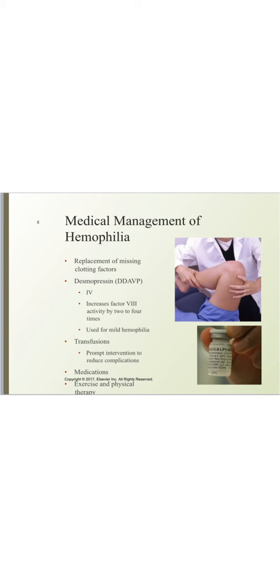We can also do transfusions for these patients. Transfusions of blood, plasma, and the engineered recombinants. Exercise and physical therapy is very important because it can strengthen those joints, and therefore it can decrease those spontaneous bleeding issues due to everyday movements. It also helps decrease the long-term issues that could occur with recurrent injuries.